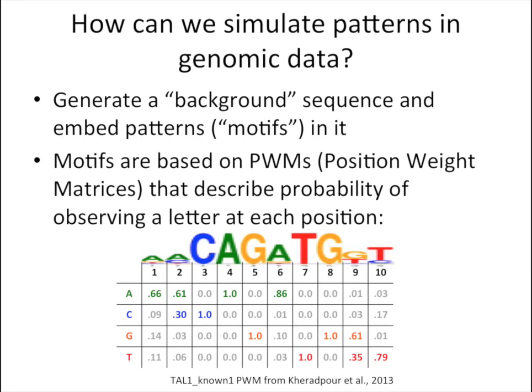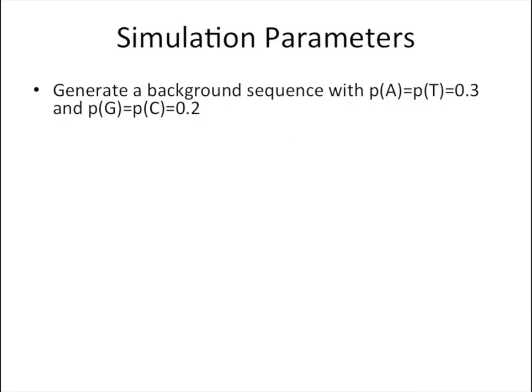For our patterns, we will rely on position weight matrices, that's PWMs, which describe the probability of observing a particular letter at a particular position. For instance, this is the tal1_known1 PWM from the ENCODE database, which is a PWM that was found to characterize the binding sites of the tal1 protein.